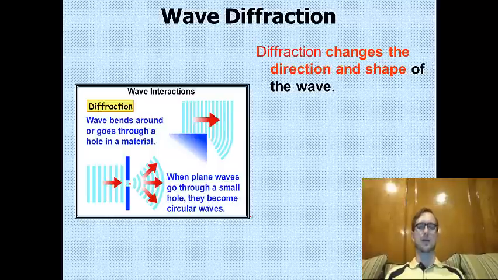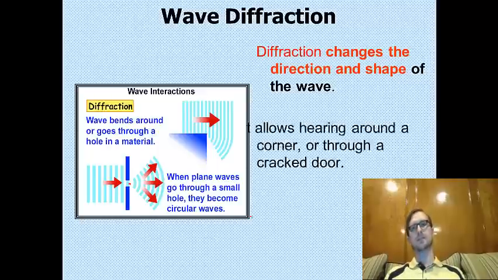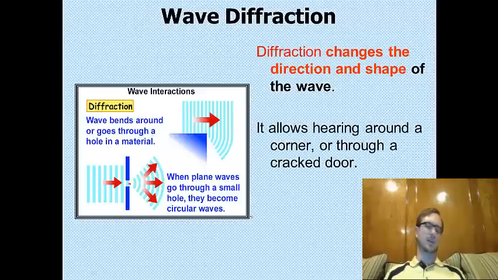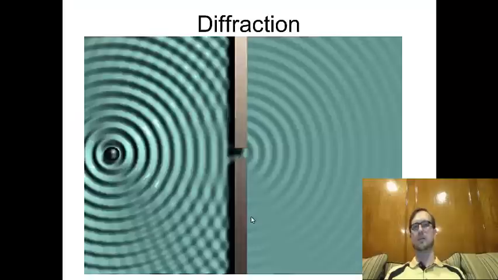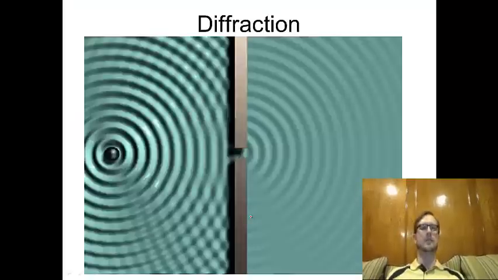Diffraction does change the direction and the shape of the wave. Because we're staying in the same material, though, we still have the same velocity. We experience this all the time, hearing around a corner through a cracked door. Here's an example of diffraction.